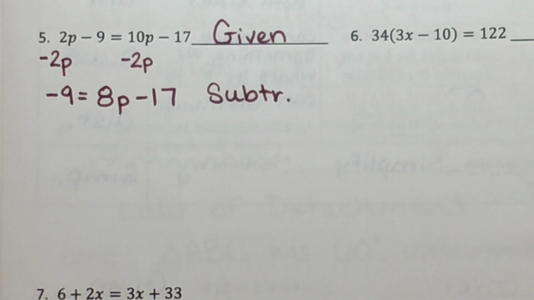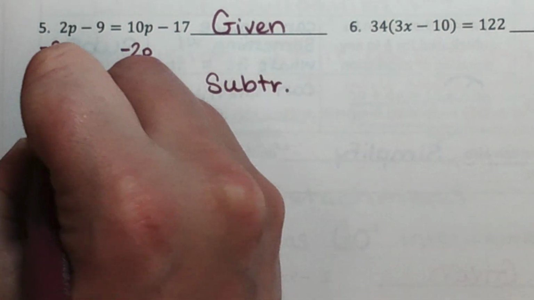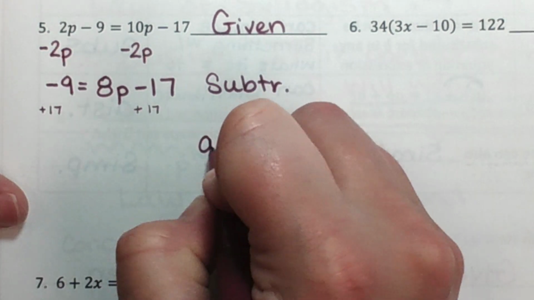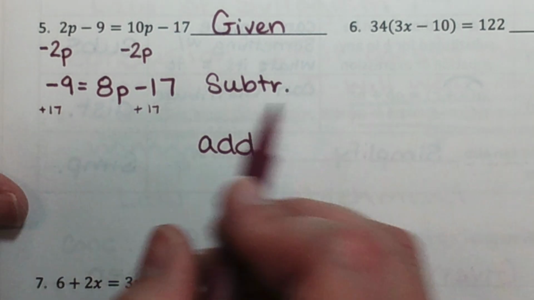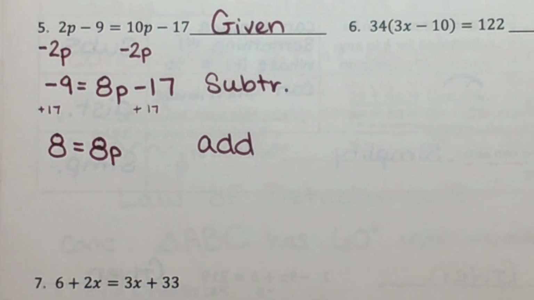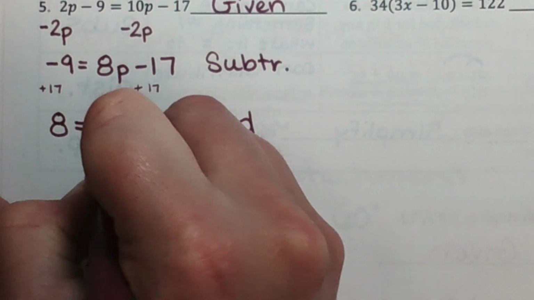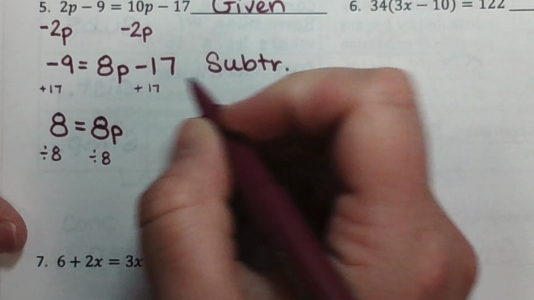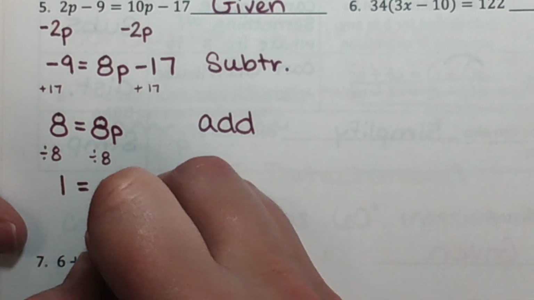Add what? Add 17. Good. I heard add, so I knew that. Negative 9 plus 17 happens to be 8. 8 equals 8p. To get p alone, I'm now going to divide by 8. On this side, I'm left with a 1. On this side, I'm left with p.